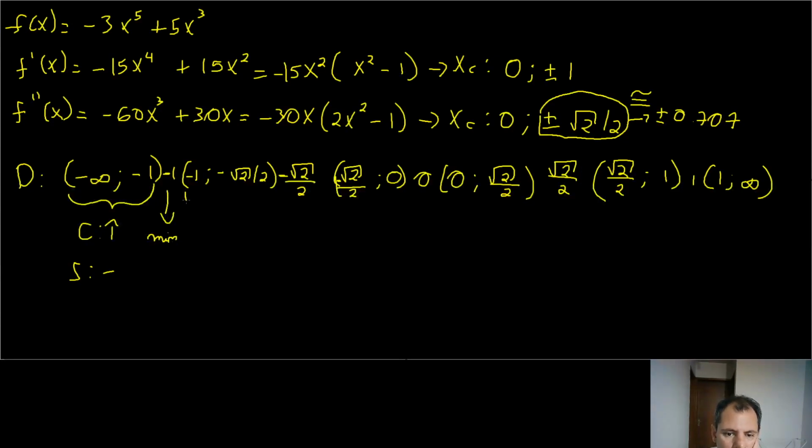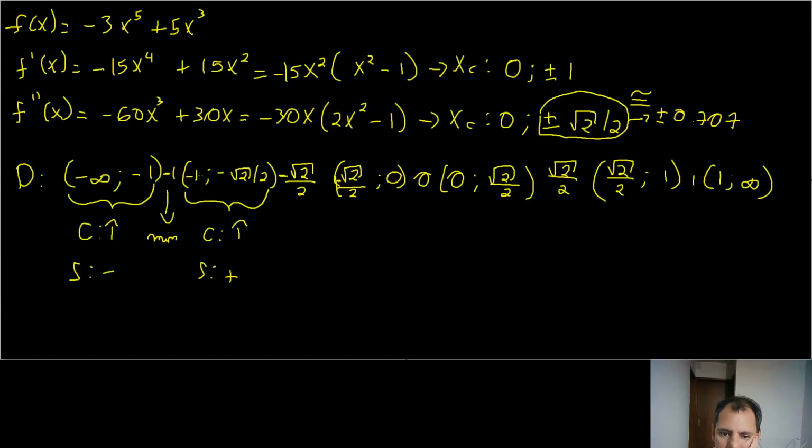Okay, now we're talking about this domain here, from minus 1 all the way to negative square root of 2 divided by 2. Well, you see, if this is a minimum, that means that the concavity here has to go up, and the slope has to be positive. The point now is how we prove that, because this is a little kind of pain in the butt.